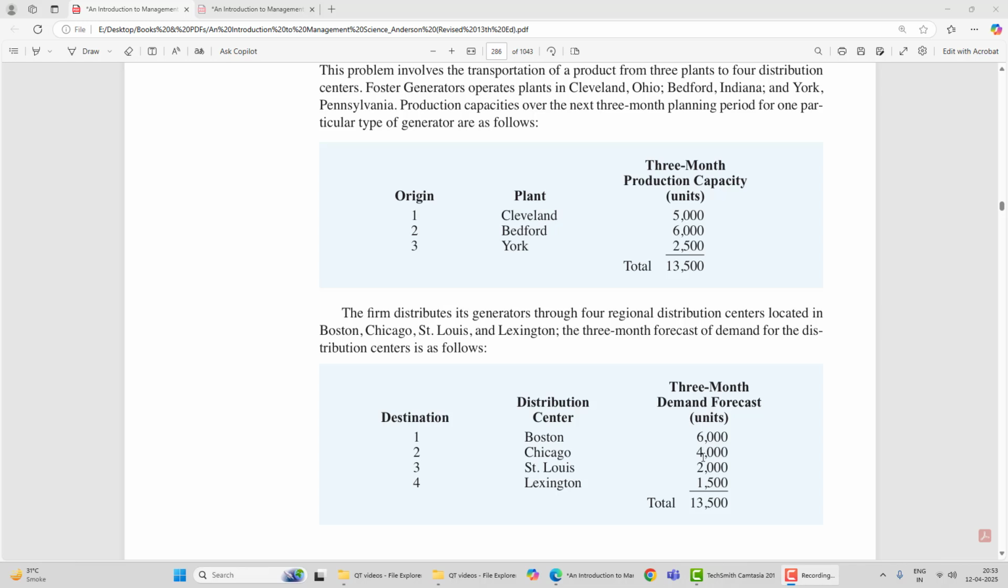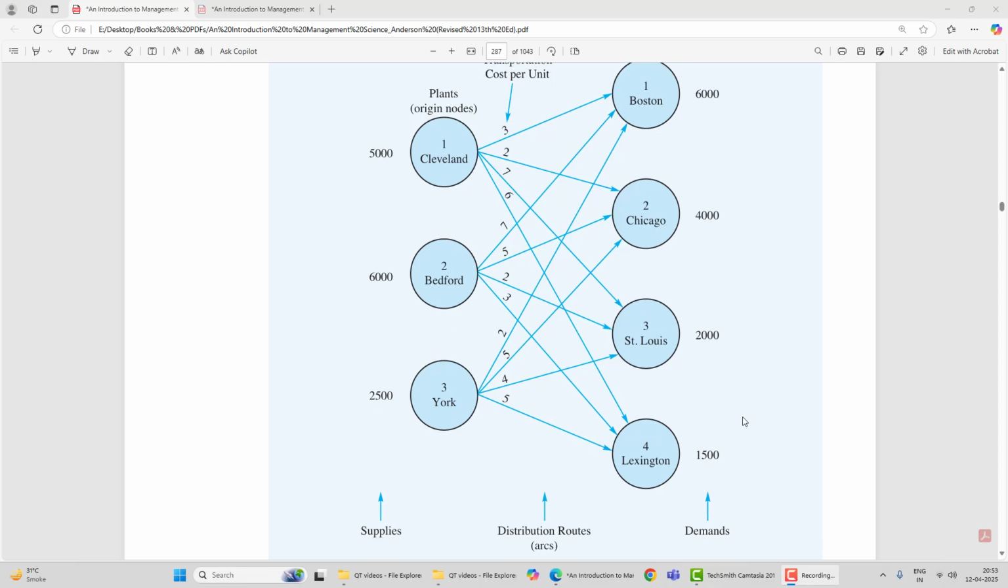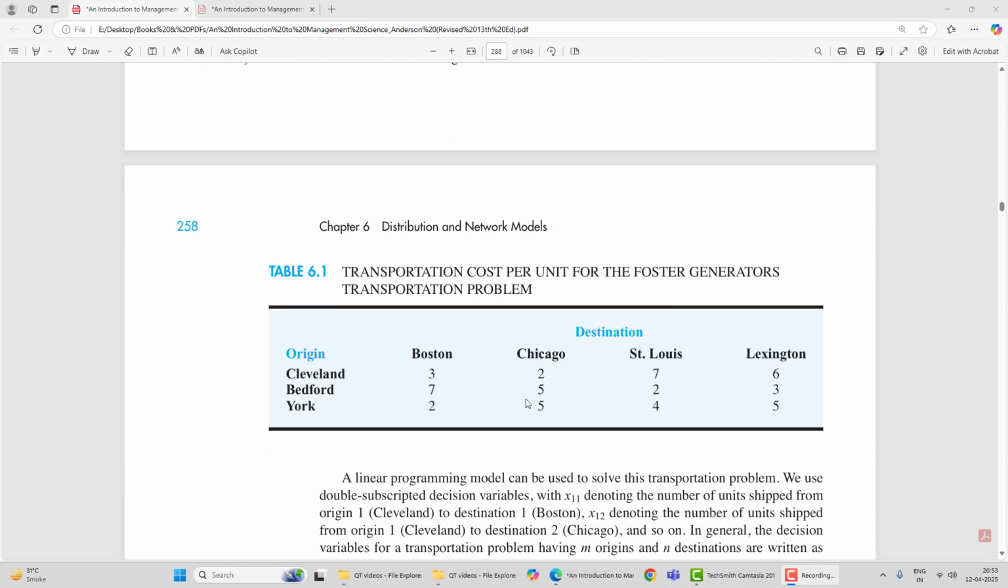Boston will require 6,000 units. Chicago distribution center will require 4,000 units in these 3 months, and so on. So here the total production capacity and total demand at the distribution centers is matching. And then there are routes. I will come to this diagram later on. So you have these transportation routes from Cleveland to Boston. The transportation will cost us $3. So if you see here, the cost is given per unit, right?